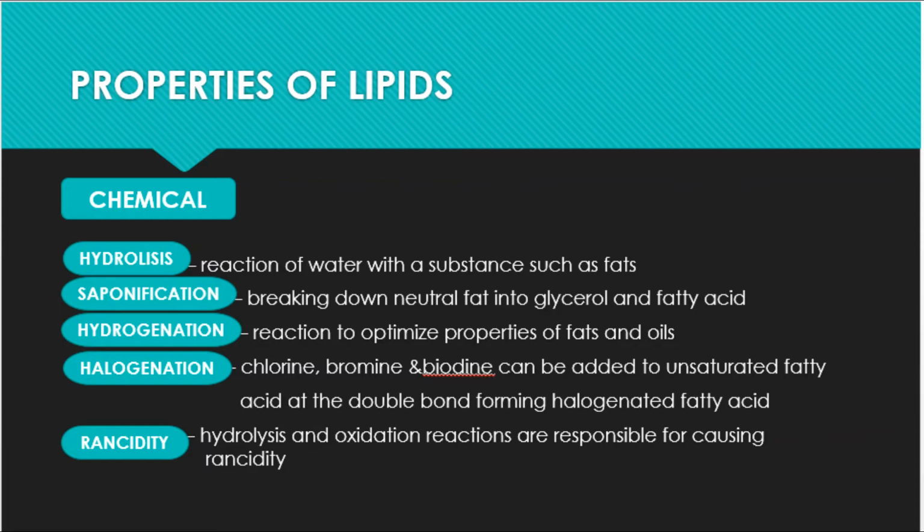In hydrolysis, lipids undergo a reaction of water with a substance such as fats. In saponification, lipids break down neutral fat into glycerol and fatty acid. Hydrogenation is a reaction to optimize the properties of fats and oils. In halogenation, chlorine, bromine, and iodine can be added to unsaturated fatty acid at the double bond, forming halogenated fatty acid. Rancidity: hydrolysis and oxidation reactions are responsible for causing rancidity.